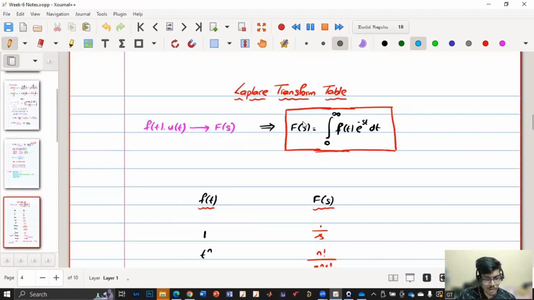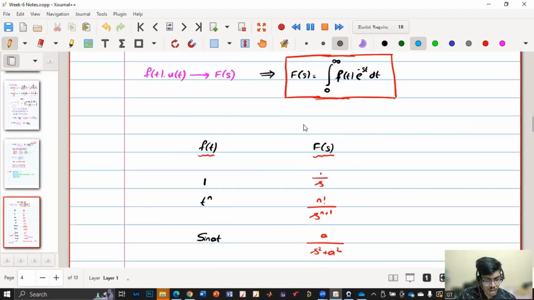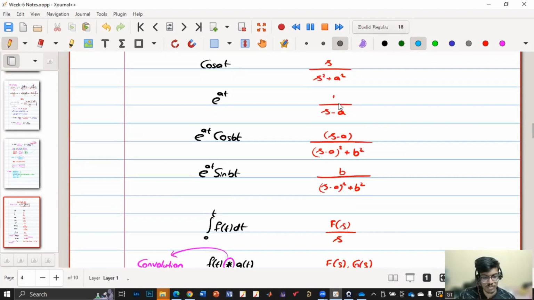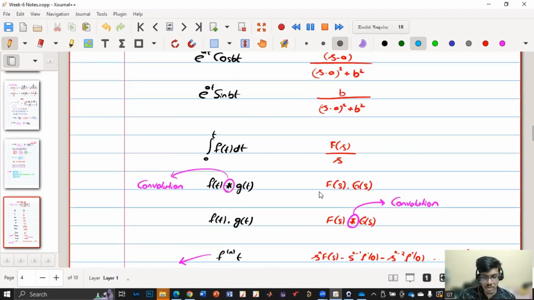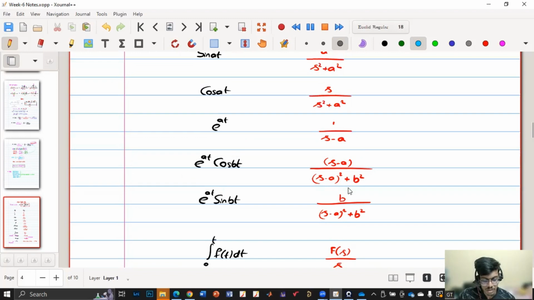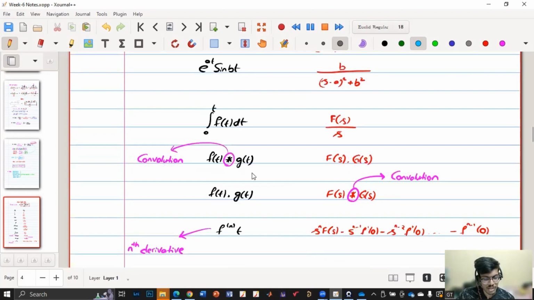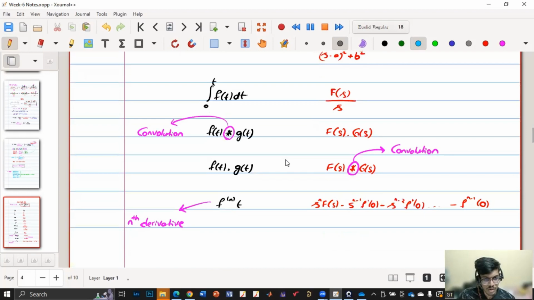Then we have seen the Laplace transform table for different functions and what their Laplace transforms are. You have to remember all these things because they should be handy. Every time there is some transfer function or Laplace transform, we can directly apply the inverse Laplace transform only if you remember this. These are the majority of the things that will be needed for this course.